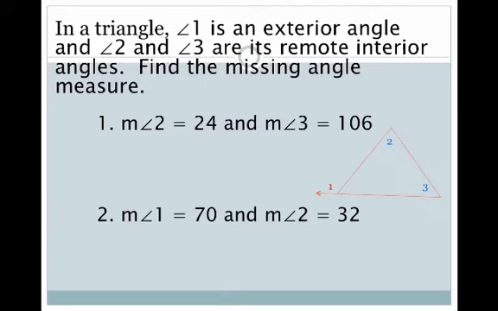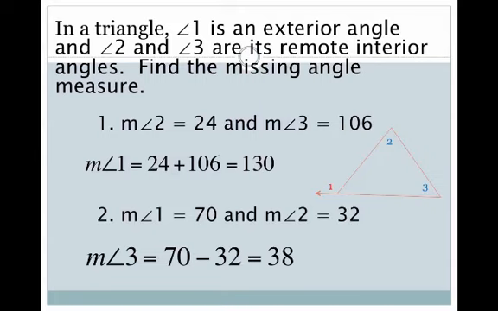Angle 1 is the exterior, so we know that angle 1 is just going to be angle 2 plus 3 to give me 130. Same thing, use the same picture for number 2. You're given angle 1 and angle 2 this time, so you're just going to take angle 1 minus angle 2 to give you 38 degrees.